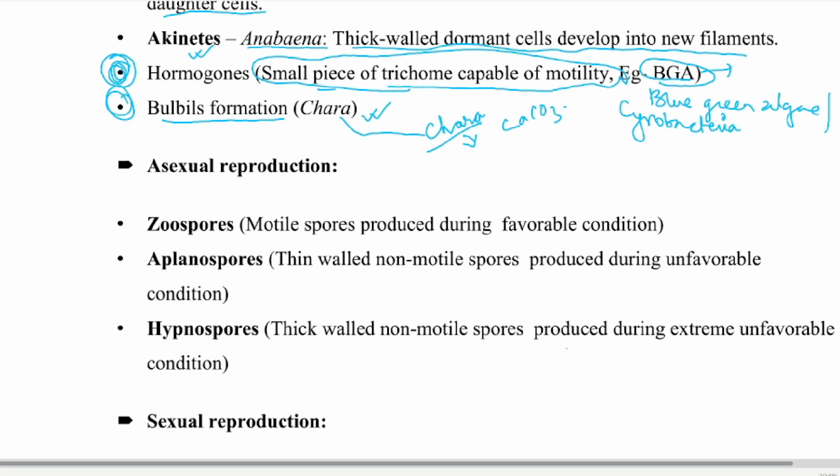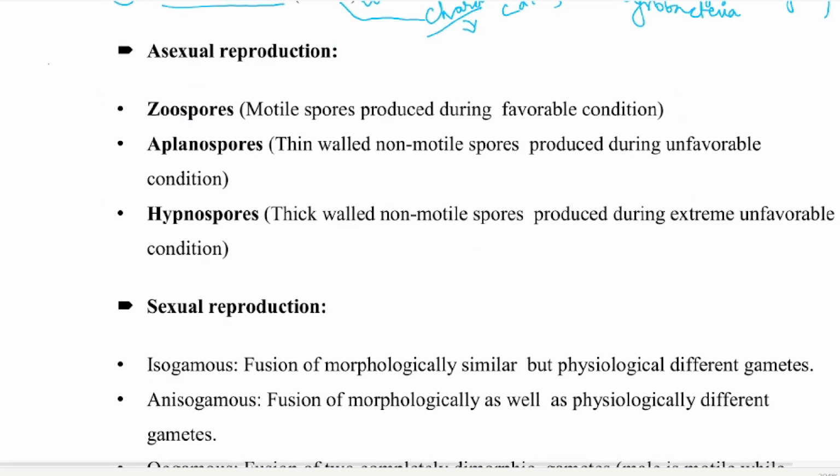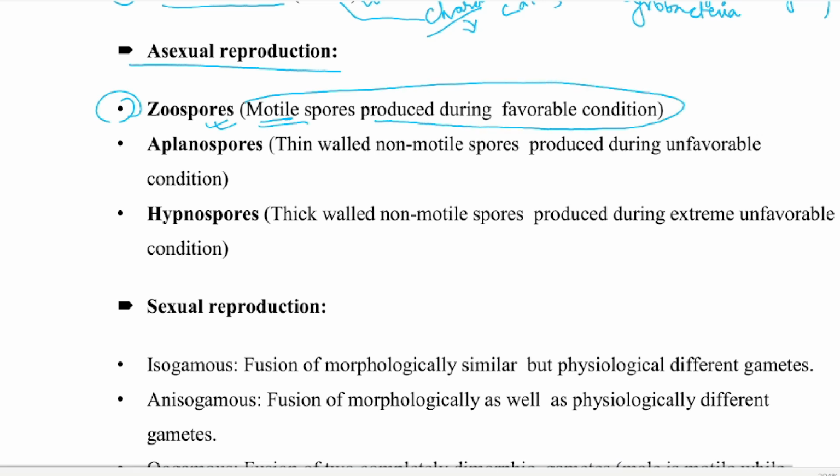Another question. Now let's discuss asexual reproduction in algae. First one is zoospores. These are motile spores with flagella, and zoospore asexual reproduction takes place during favorable conditions. But what if there is an unfavorable condition? Then there will be two forms of asexual reproduction. One is aplanospores, which are thin walled non-motile spores, produced during unfavorable conditions.